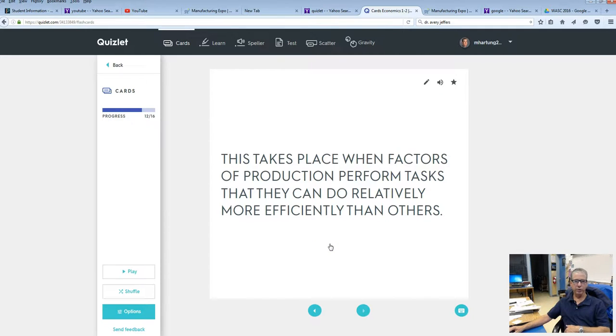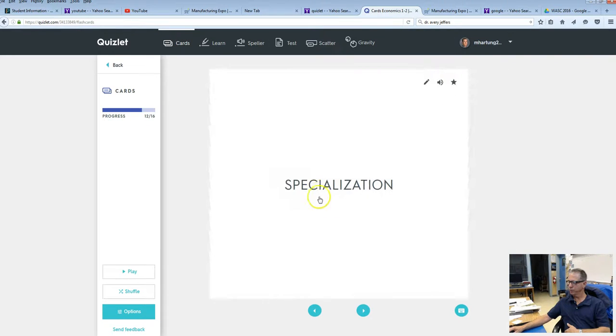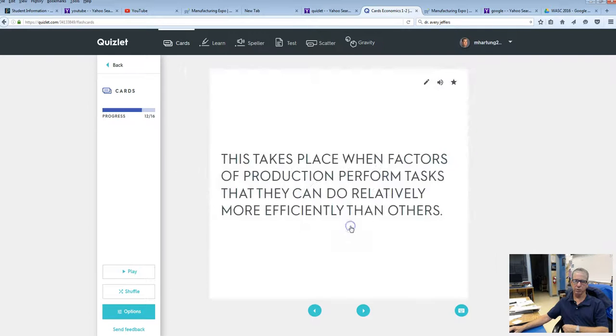Okay, and so that brings us to specialization. This is what takes place when we do divide that work up, that division of labor. It takes place when factors of production perform tasks that they can do relatively more efficiently than others. Mr. Lund is much more efficient at teaching welding than I could be. And so that's the specialization. And this happens throughout our economy. When you need something done with your teeth, you go to somebody who specializes in teeth, and we call that person a dentist. If you need heart surgery, you don't go to a dentist. You go to somebody that specializes in that. Specialization.